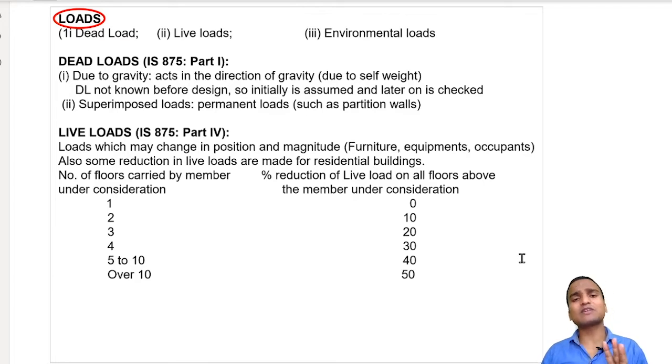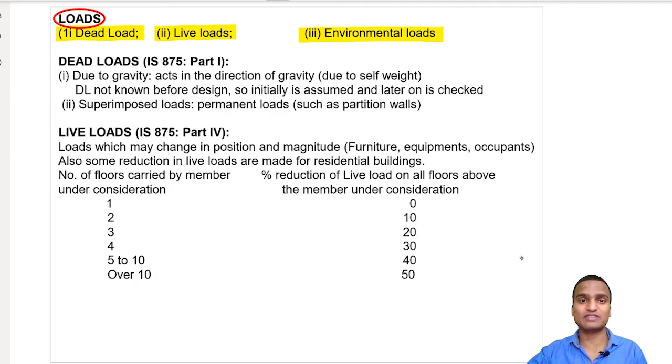So actually there are only three categories of loads. The first one is the dead load, and it is represented by capital DL, and then there is live load represented by capital LL, and live load is also known as imposed load, and dead load is also known as self weight. The third category is the environmental loads, and there are a list of loads that comes under the heading of environmental loads.